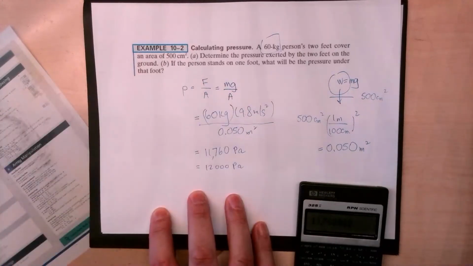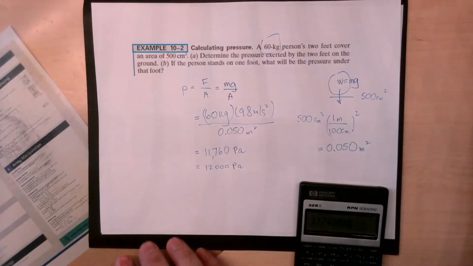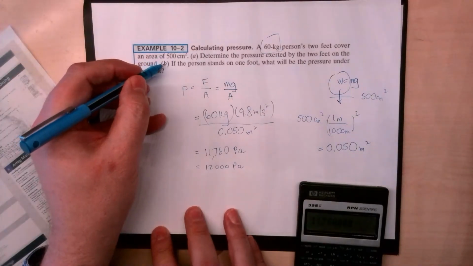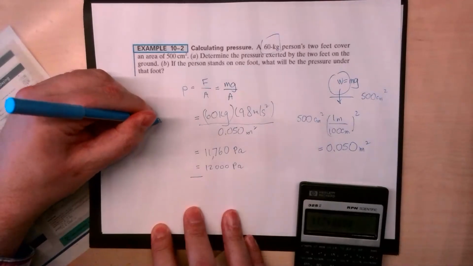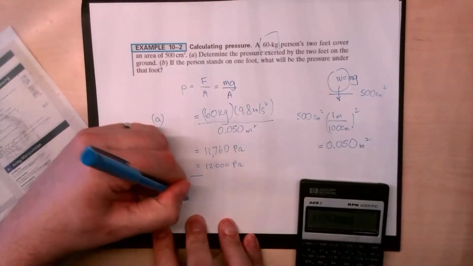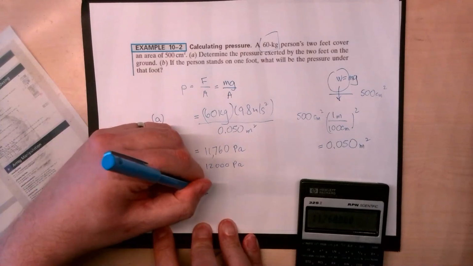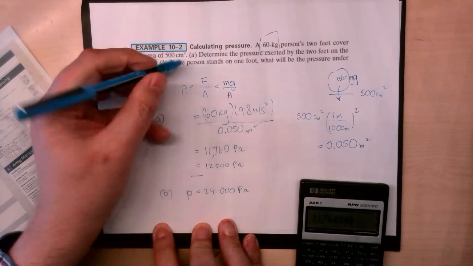Now, part B is if the person's standing on 1 foot. We assume that we've got half the area. So that's for part A. For part B, we'd expect that the pressure would be double, so that will be 24,000 pascals. 1 foot versus 2 feet.